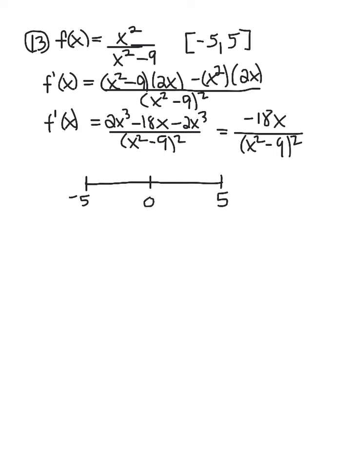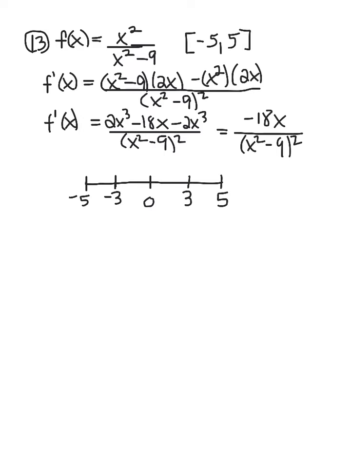All right, and then the last part that we have to look at is where the denominator of the derivative would be equal to 0. You should see that if I put a 3 in here or a negative 3, that whole denominator will be equal to 0. So I'm going to tack on a negative 3 here and a positive 3 here.